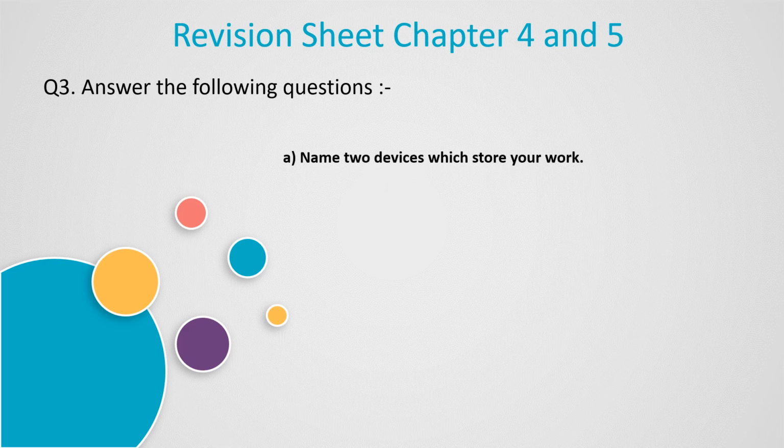Number A is name 2 devices which store your work. You have to name any 2 devices which store our work, where we can store our work. So the answer is CD and DVD. In CD and DVD we can store our work. So 2 devices which store our work are CD and DVD.